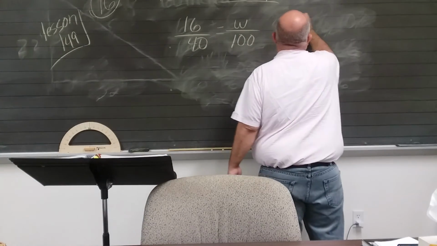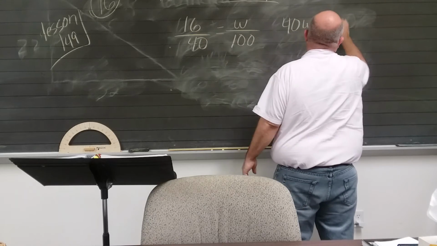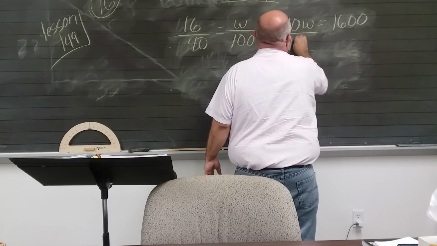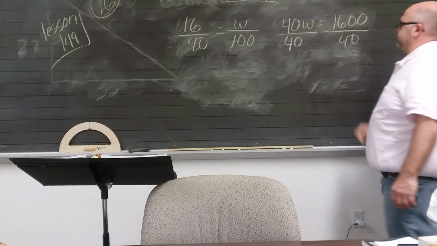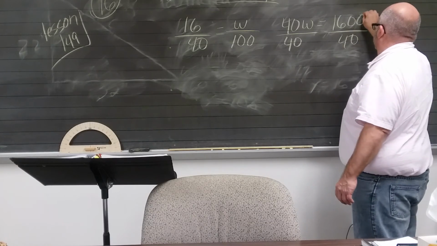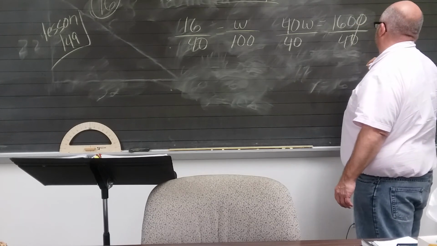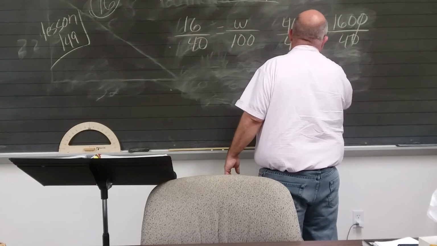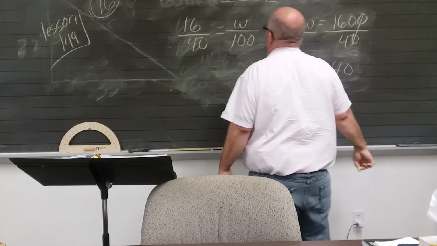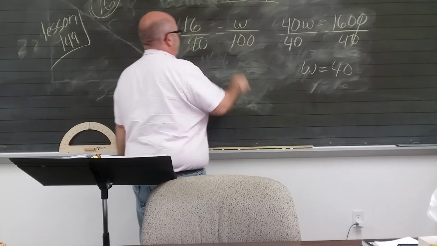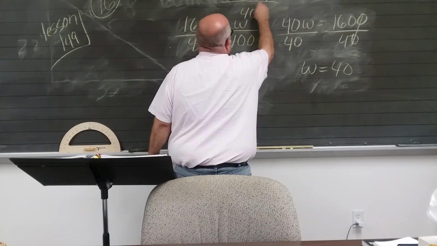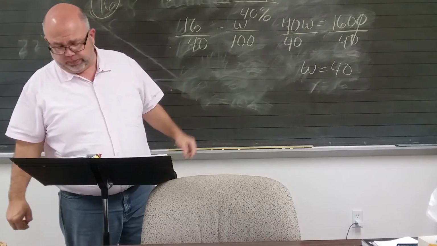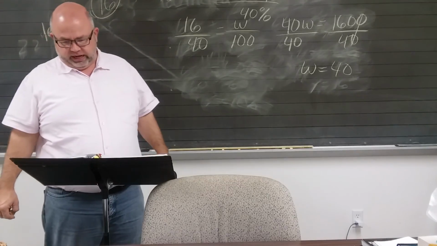40W equals 100 times 16, 1600. Divided by 40, divided by 40, okay? See that? Knock off a 0. 160 divided by 4 would be 40. W equals 40. 16 is 40% of 40. So your answer for 16 is 40%.